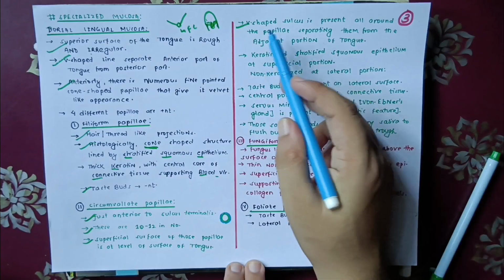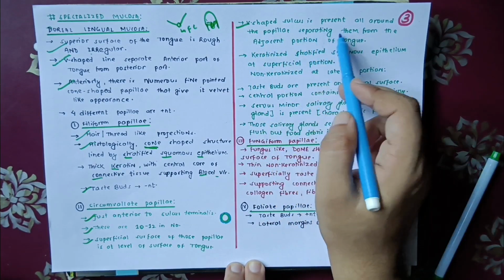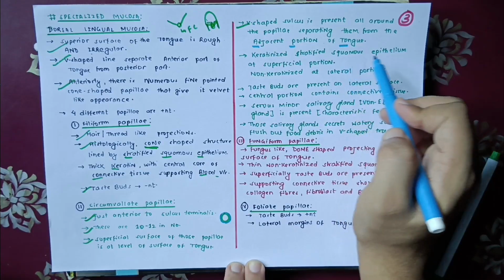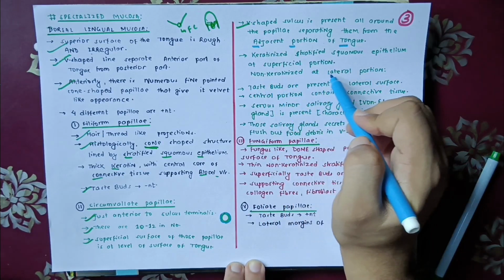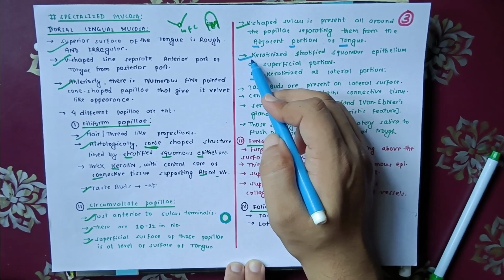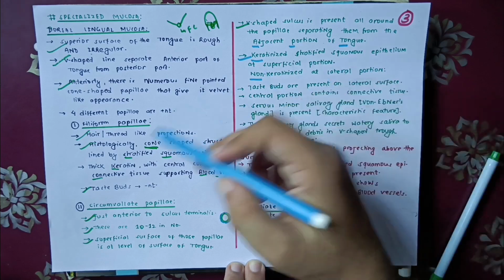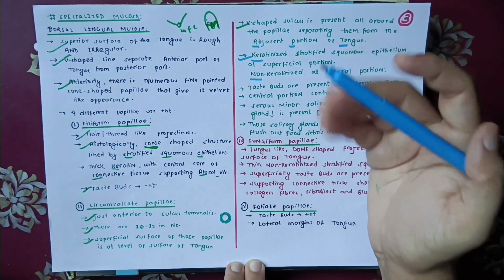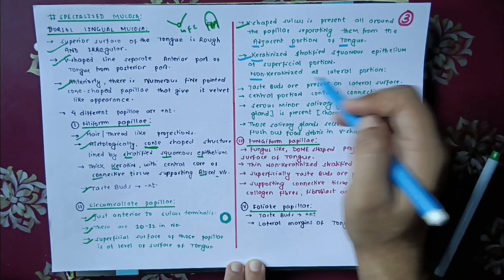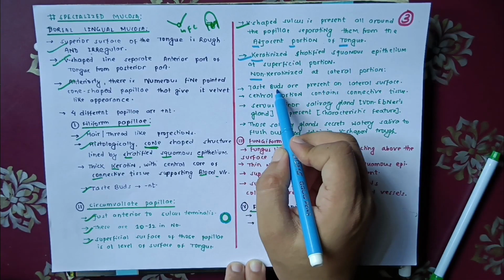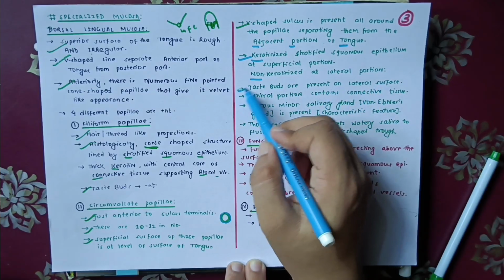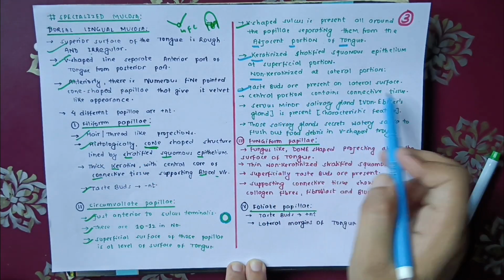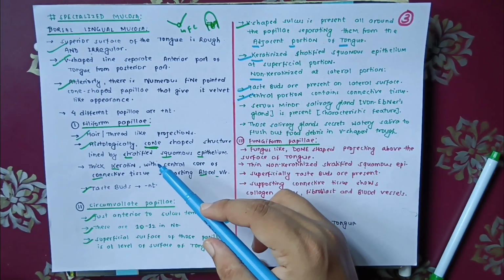There is a V-shaped sulcus present all around the papillae, separating them from the adjacent portion of the tongue, and there is a keratinized stratified squamous epithelium at the superficial portion and non-keratinized at the lateral portion. Here it was keratinized stratified squamous epithelium both at the superficial and lateral portion, but here in the lateral portion we have non-keratinized. The taste buds are present on this lateral surface, but they were absent in the filiform papillae. The central portion contains the connective tissue, which is also present in filiform papillae.